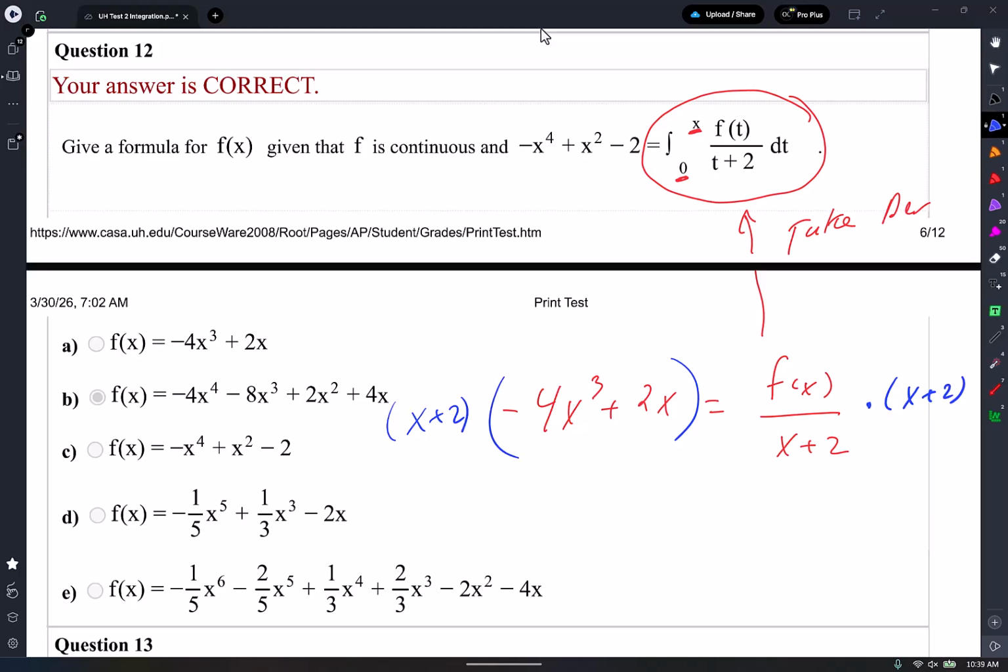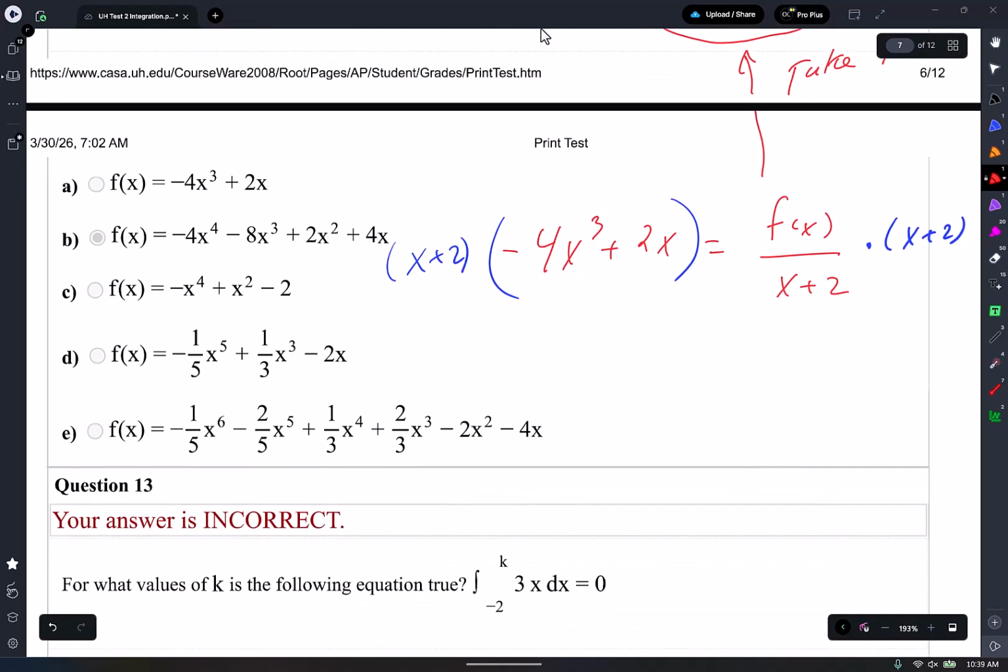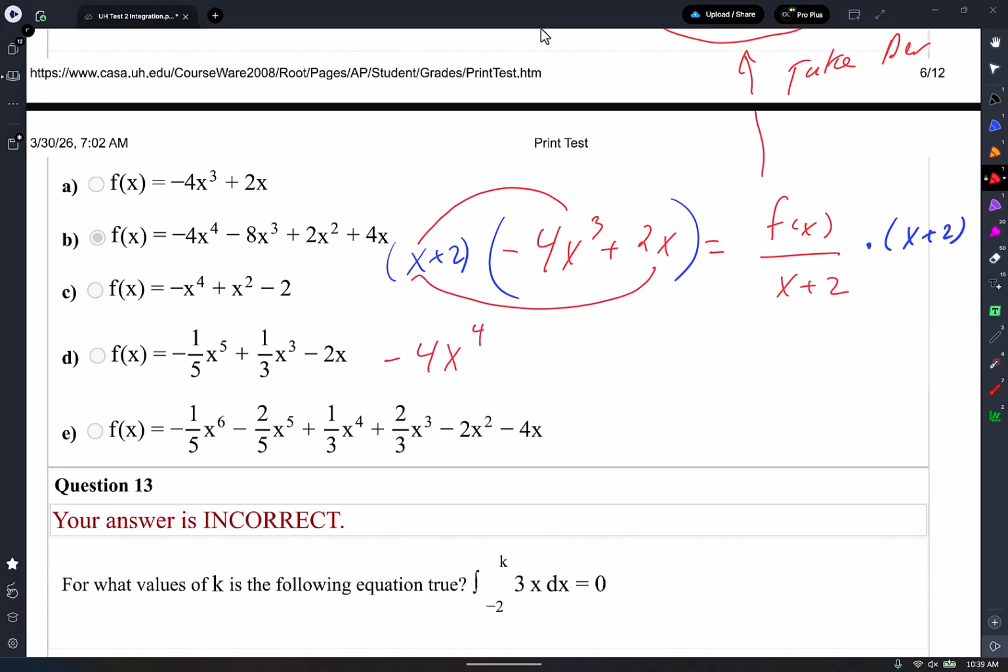So you're going to have to FOIL. Lame, right? All right, let's see. X times -4x cubed, -4x to the 4th. X times 2x plus 2x squared. I think I'm done with that one. 2 times -4x cubed minus 8x cubed. 2 times positive 2x plus 4x equals f of x.